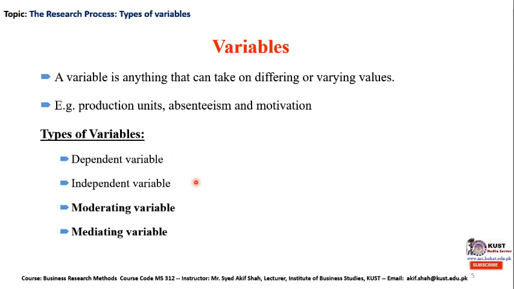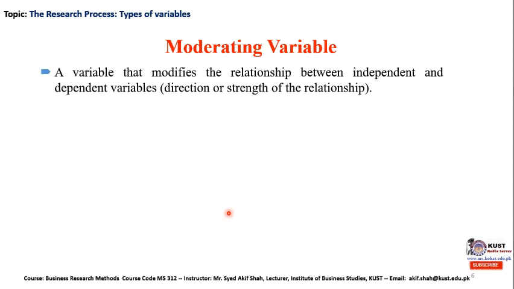Now the nexus between the dependent and independent variable can be influenced by certain moderating variables or mediating or intervening variables. The dependent and independent variables relationship has already been explained in my previous lecture. So the emphasis in this lecture will be on the moderating effect, or what is a moderating variable. Dear student, a variable that modifies the relationship between independent and dependent variable is known as a moderating variable.